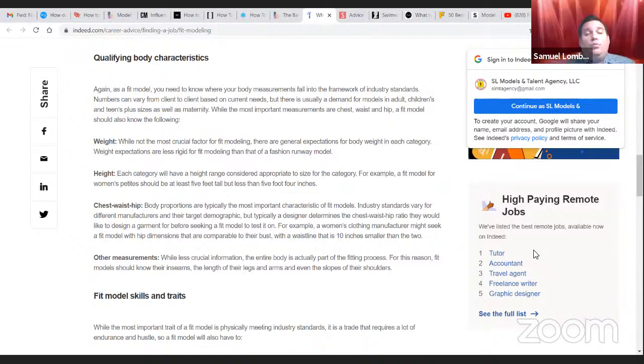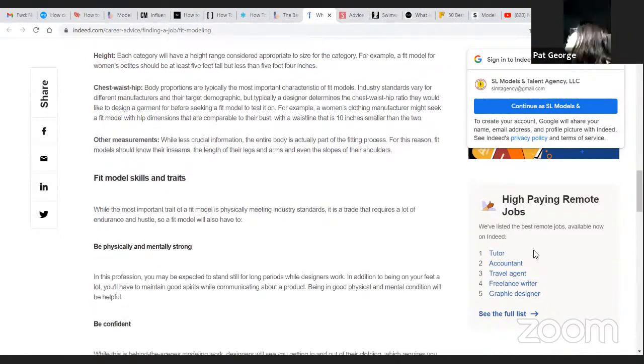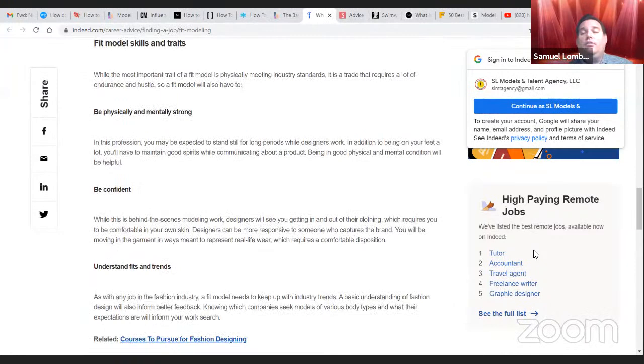Other measurements, while less crucial information, the entire body is actually part of the fitting process. For this reason, fit models should know their inseams, the length of their legs and arms, and even the slopes of their shoulders. So you could be a fit model if there was like plus size reasoning.